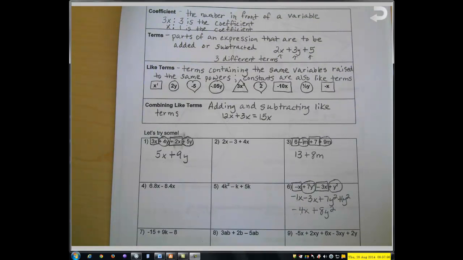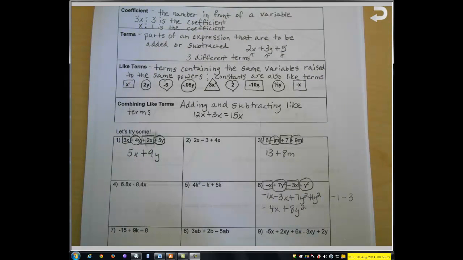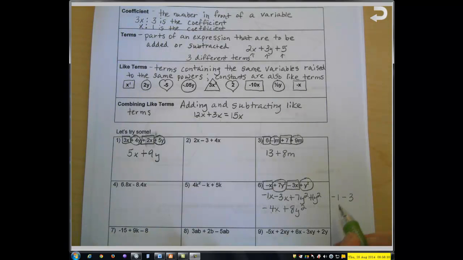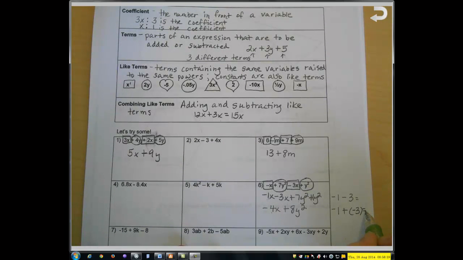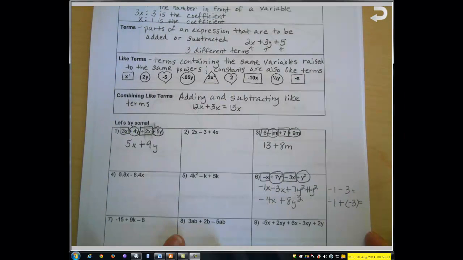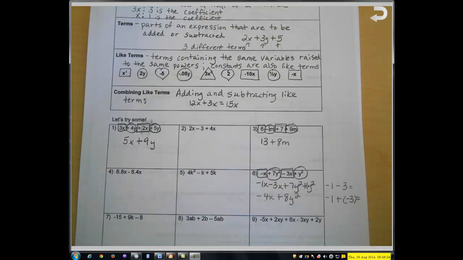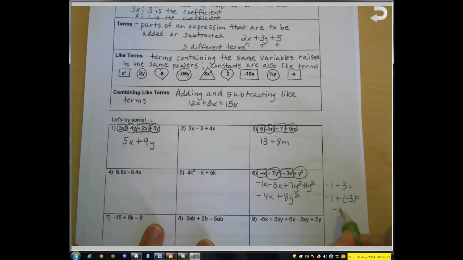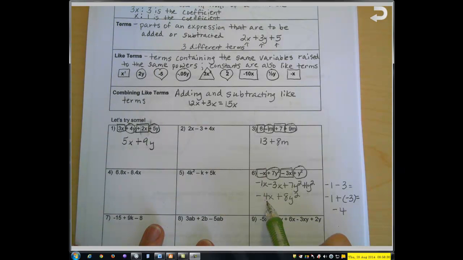Let's talk for a minute, how did I get this negative 4? Let's review subtracting integers. We've got negative 1 minus 3. Remember that subtracting a number is the same as adding its opposite. So I can change negative 1 minus 3 to negative 1 plus negative 3. And when we're adding integers, if the signs are alike, then the sign stays the same. So -1 plus -3 would give us -4. So that's how we got a -4x here.